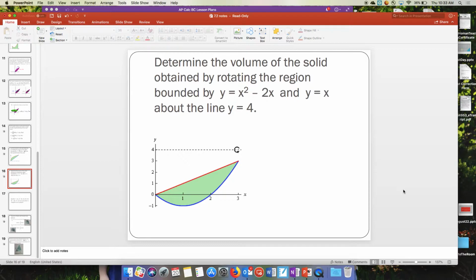Okay, so if we are going to rotate about the line y equals 4, and we want discs or washers, probably washers, we are going to want a rectangle that is perpendicular to our axis of rotation, which means it's going to have thickness dx.